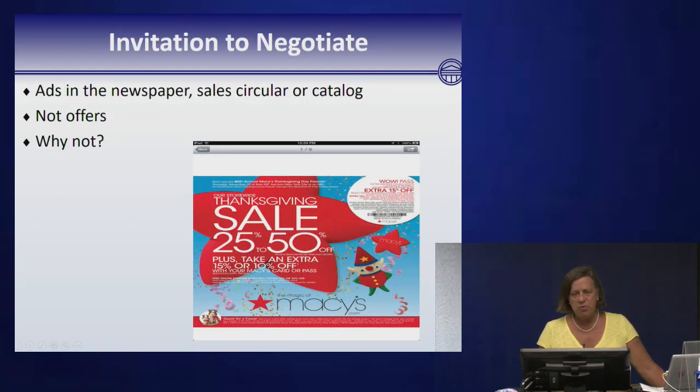And of course, I just wanted to mention that an invitation to negotiate is not a valid offer at all. So an ad in the newspaper, a sales circular, or a catalog is not an offer. For practical reasons: first, there could be a misprint. And the second reason is that no seller is deemed to have an unlimited supply.